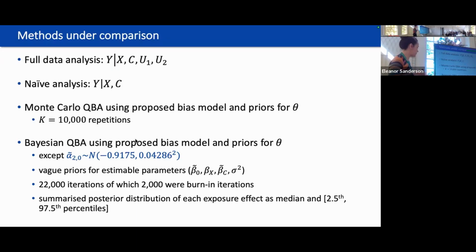The Bayesian analysis was done with 22,000 iterations. We threw away the first 2,000. And we also summarized the posterior distribution of each exposure effect coefficient with the median and the 2.5th and 97.5th percentiles.